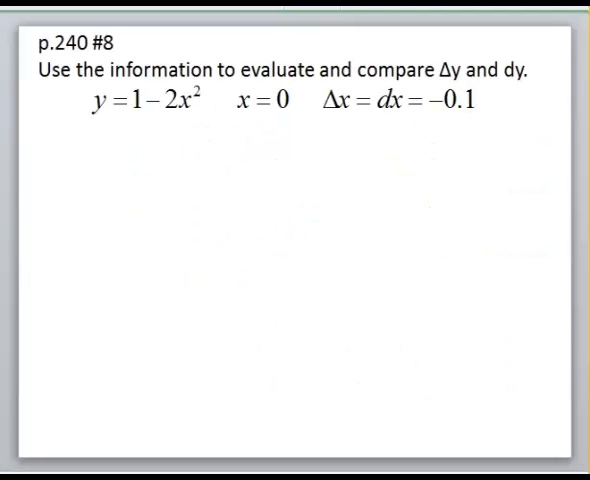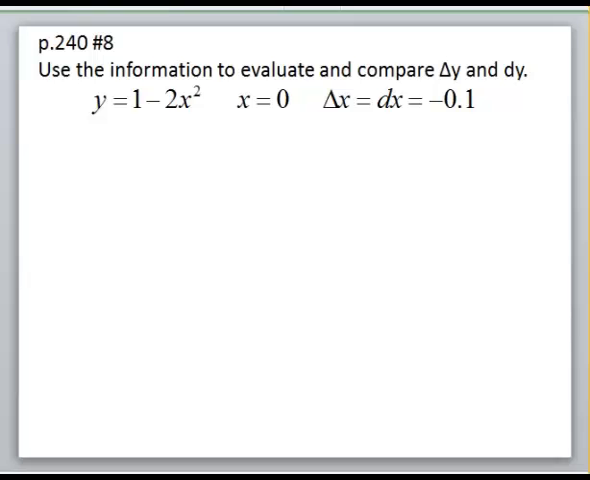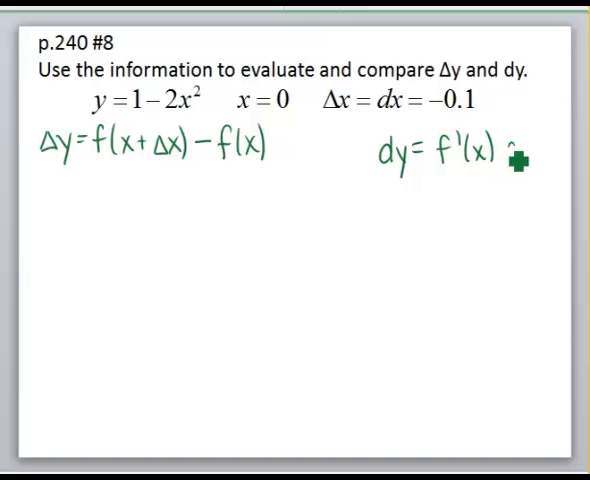This next example asks me to compare the change in y and dy. So I'm going to go back to the slide. I want to make sure I copy down both of those equations I have in boxes. One said change in y equals f of x plus change in x minus f of x. And then the other one said dy is equal to f prime of x dx. What I'm supposed to do is compare change in y and dy. We should see that they are pretty close to each other.